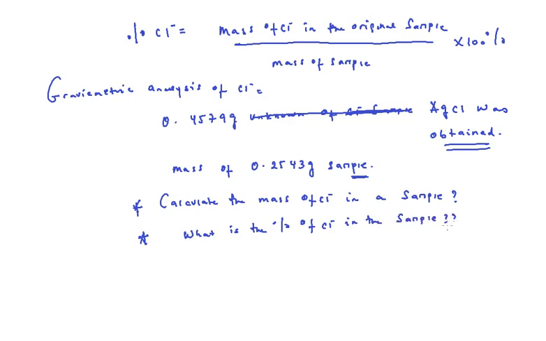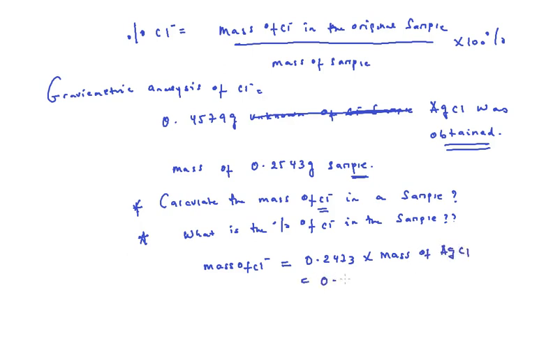What is the percent of chloride ion in the sample? The mass of chloride ion in a sample can be calculated by multiplying 0.2473, which is a gravimetric factor, times the mass of silver chloride.